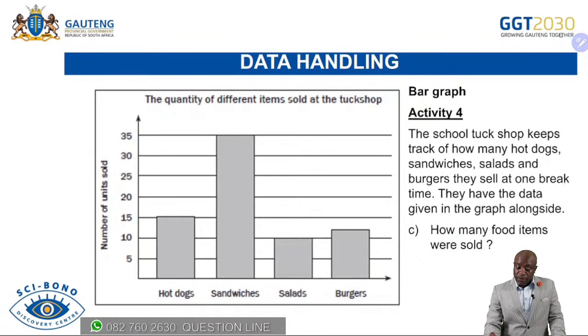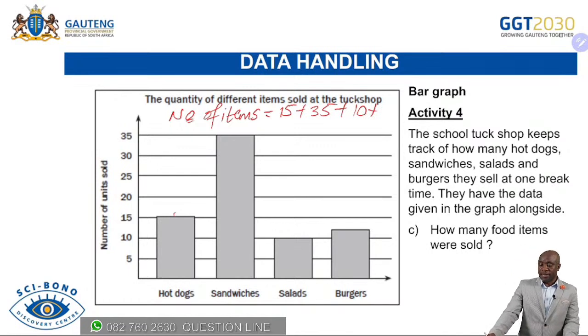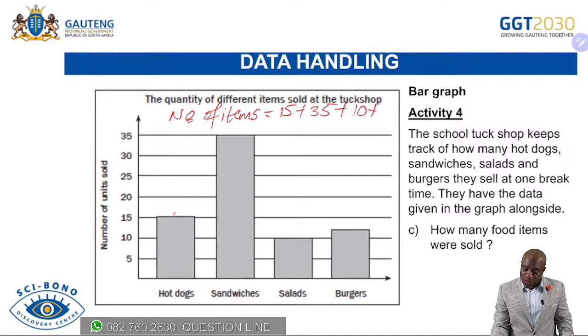Now, how many food items were sold? Now we're asking for the number of food items that were sold. Remember, we're reading from the graph. How many hot dogs were sold? 15. How many sandwiches were sold? 35. So we're going to add the numbers. So the number of items, we're going to just say 15 plus 35 plus 10. And I'm reserving the last one for us to think now. The last one, as you see there, is not clear cut. It's actually between 10 and 15.